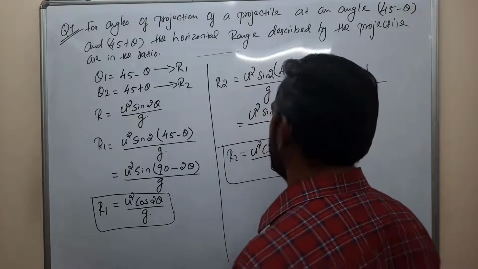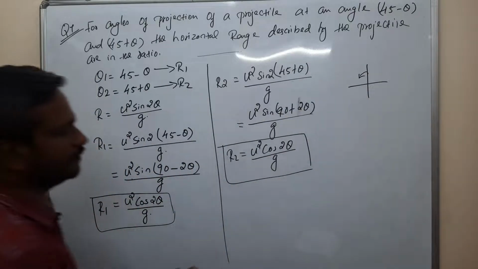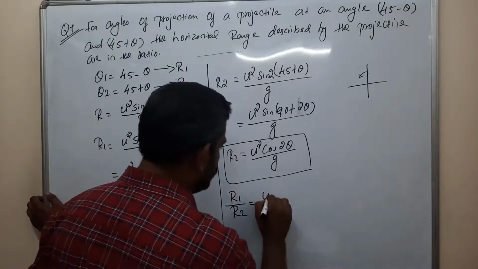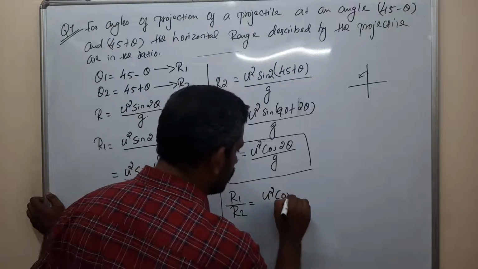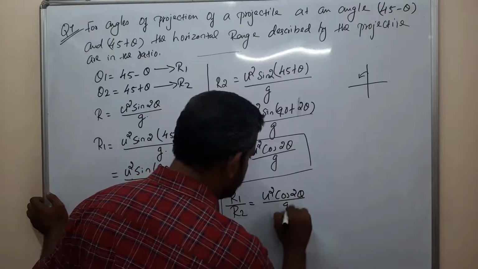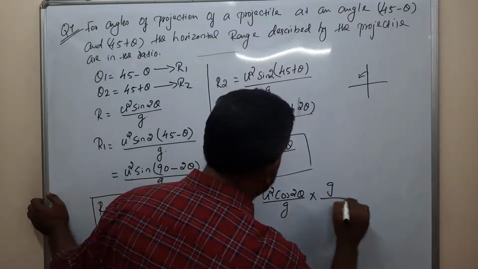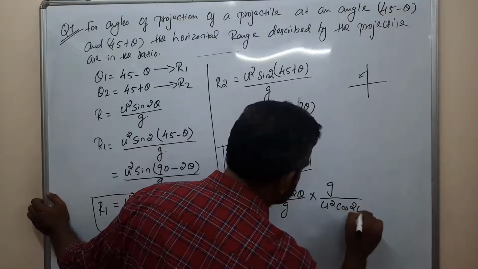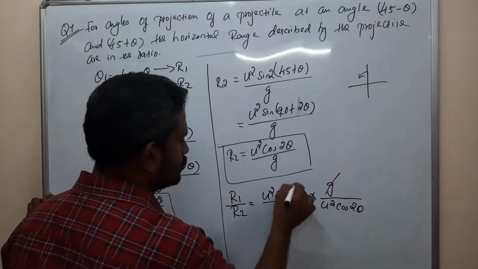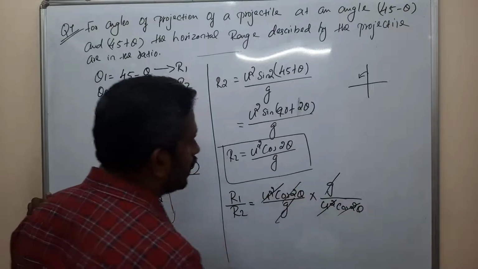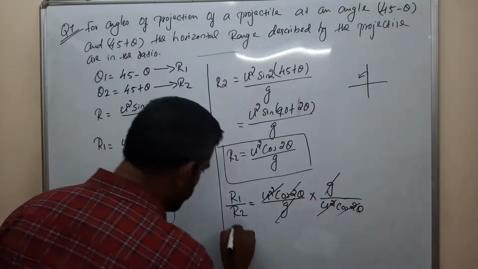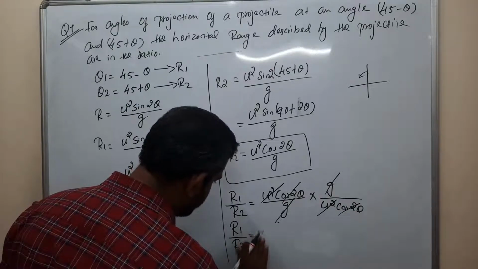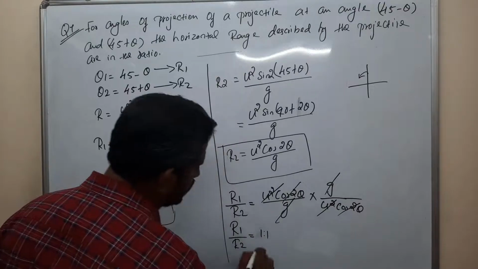So we have to find the ratio of R1 and R2. R1 by R2 is equal to u square cos 2 theta divided by g, into g divided by u square cos 2 theta. So g gets cancelled, u square cancels, cos 2 theta gets cancelled. So R1 by R2 is equal to 1:1. Okay, 1:1, that is the answer.